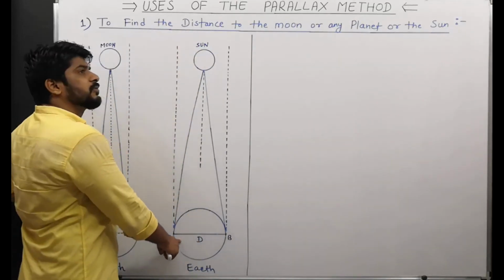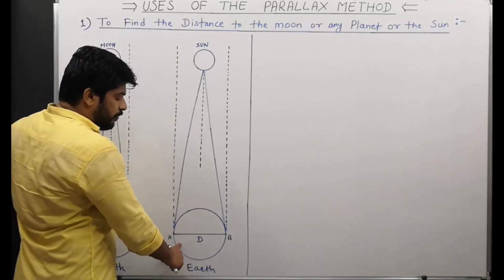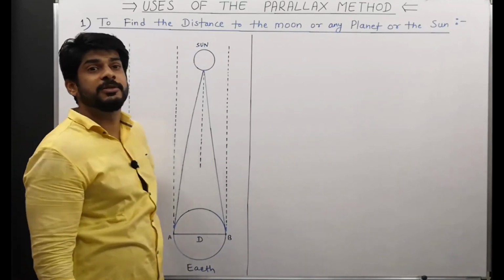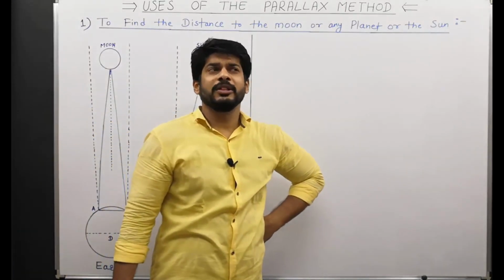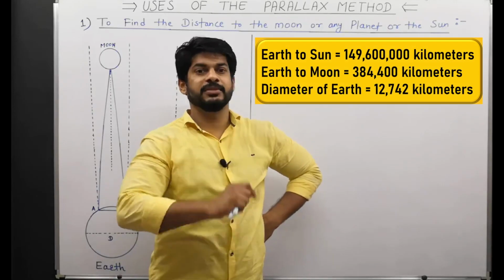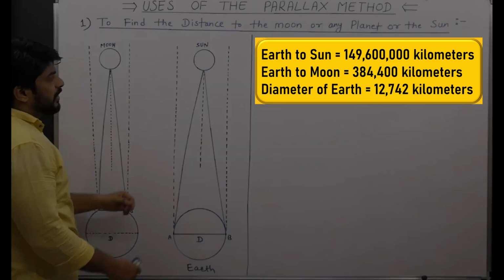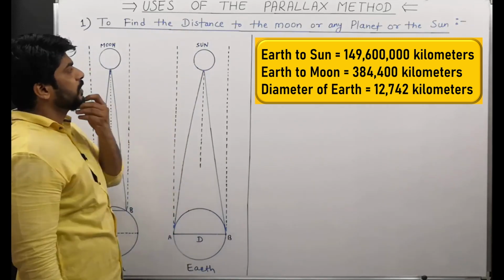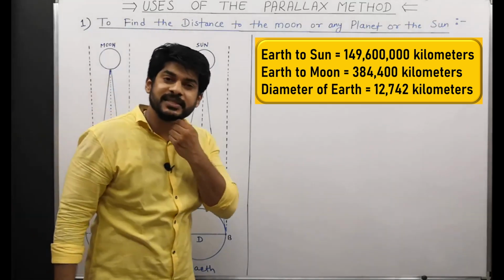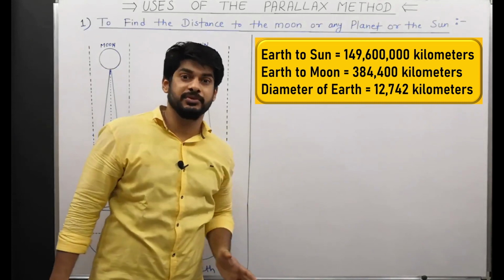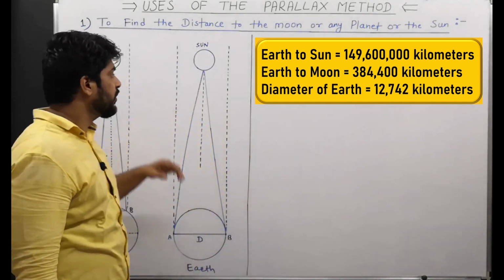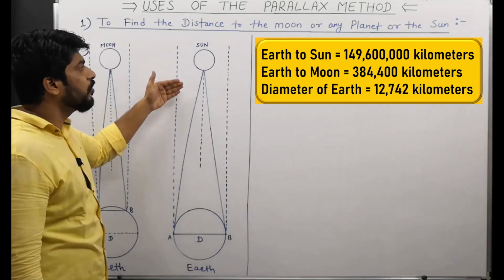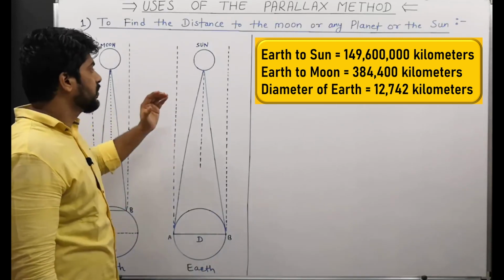If I go precisely, the distance from A to B, the diameter of the Earth, is about 12,800 kilometers, and this distance is very large. It's about 1.496 × 10^11 meters. That's a big number. Anyway, now let's see how we actually find the distance.